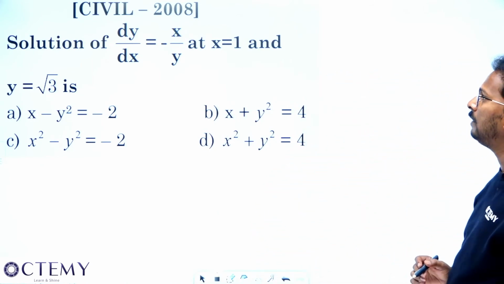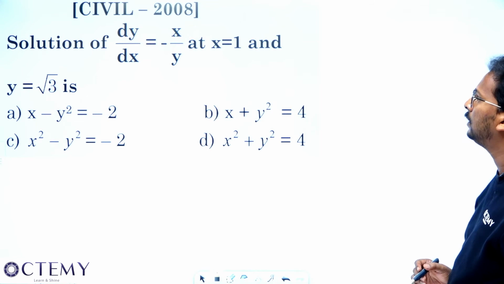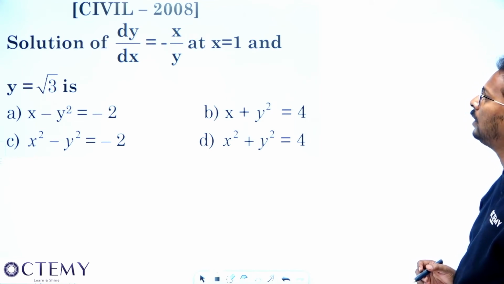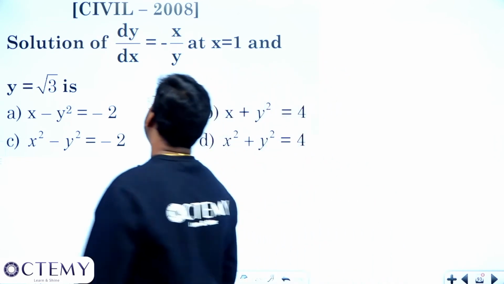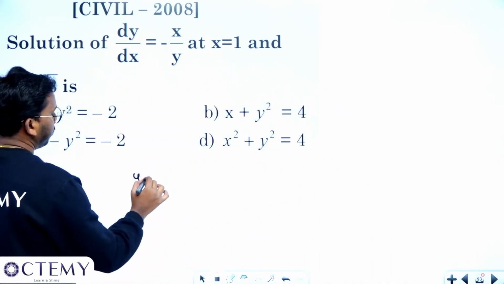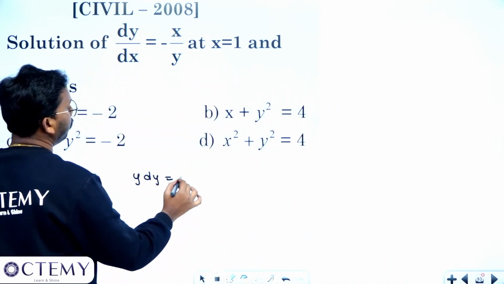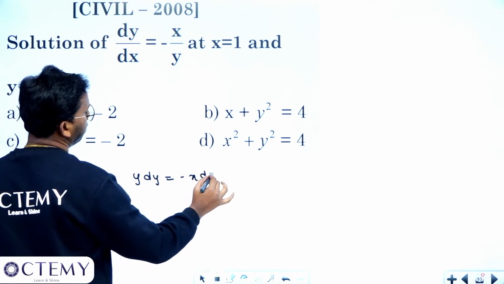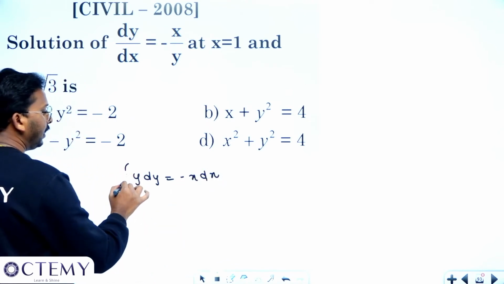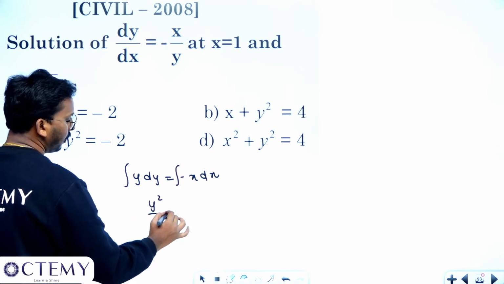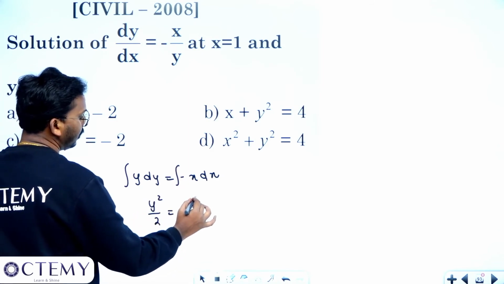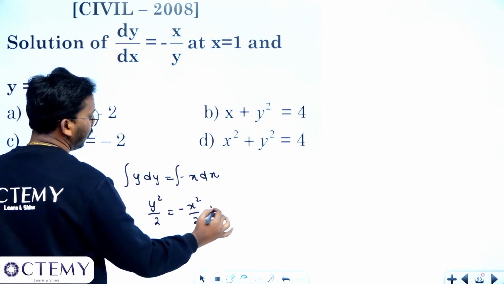The solution of dy by dx is equal to minus x by y at x is equal to 1 and y is equal to root 3 is a very straightforward question. That will become y dy is equal to minus x dx. Right? Integrate both sides. So y square by 2 equal to minus x square divided by 2 plus c.